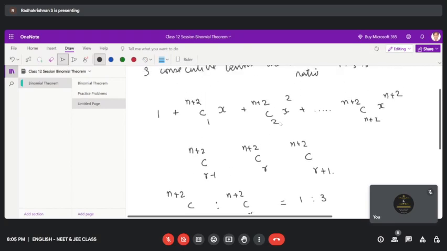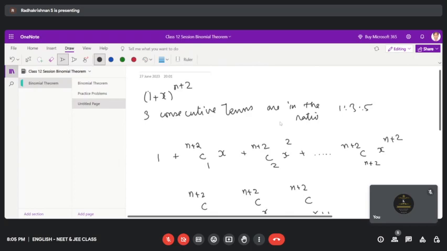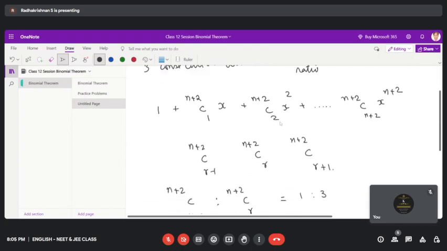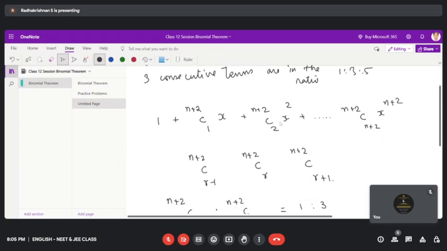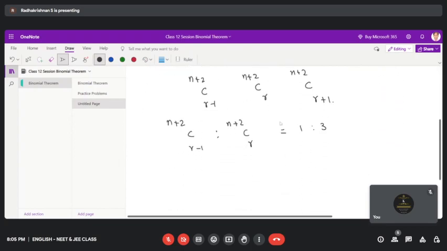The x terms won't come. It's only the coefficient, right? The coefficient of the 3 consecutive terms. It's not including the x term. Okay. You didn't do it like this. You tried to put x also in this, is it?